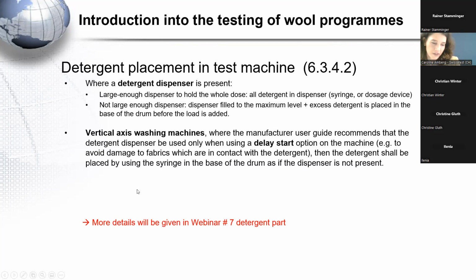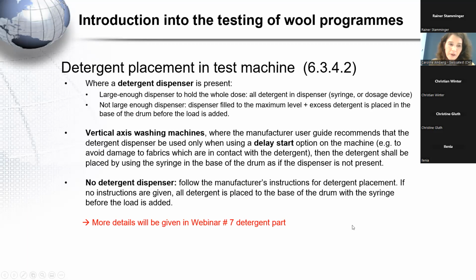Then there are situations, especially for vertical axis washing machines, where you should not place the detergent into the detergent dispenser. That is when the manufacturer recommends it, only when you use a delay start option. In this case, you put the whole amount of detergent into the base of the drum, as if the dispenser is not present. As I said before, this is not relevant for these wool round robin tests.